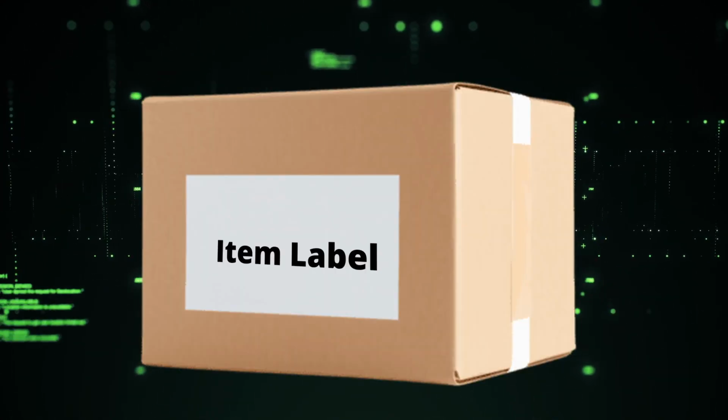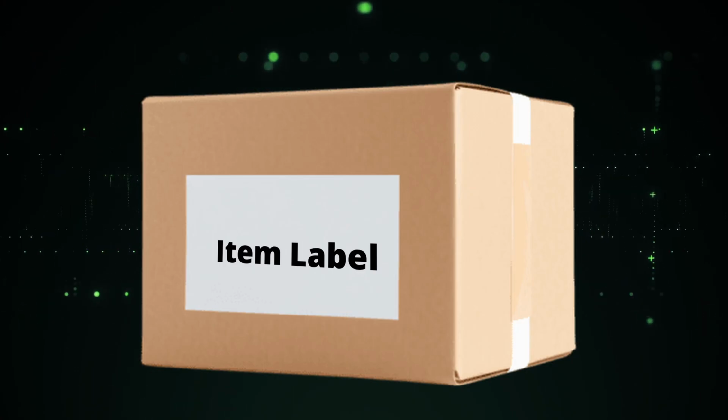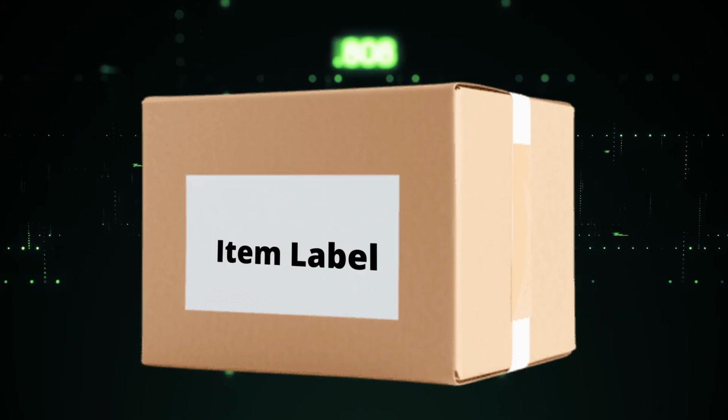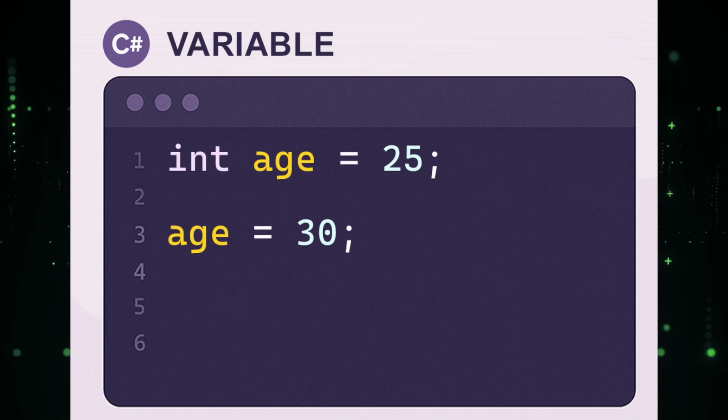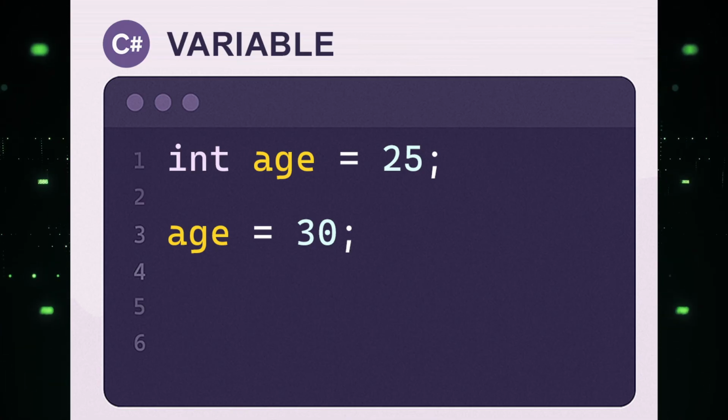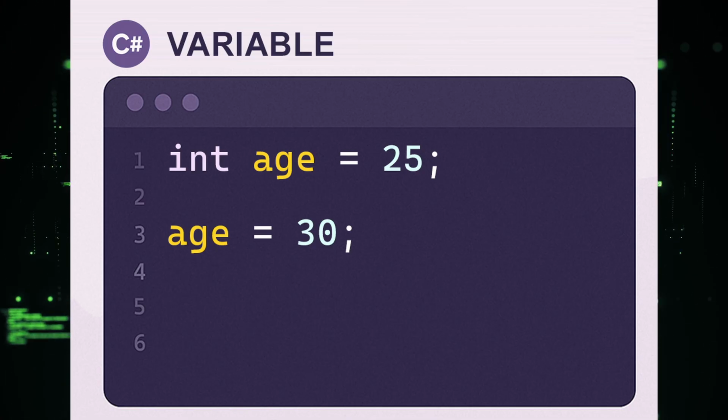Imagine you have a box with a label on it. That's what a variable is in programming. A variable stores information that can change while the program runs. For example, in C#, we can write int age = 25. Here, int is the data type, age is the variable name, and 25 is the value.